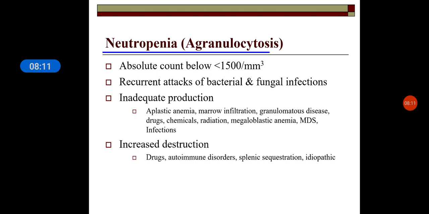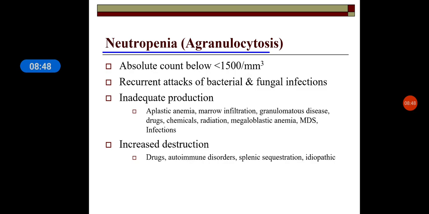Now, what is neutropenia? Neutropenia means a reduction in the neutrophil count. That is, the absolute count for neutrophilia was more than 8,000, right? So here for neutropenia it should be around 1,500, in that range. Okay, in cases of recurrent attacks of bacterial or fungal infection, you will have neutropenia. Recurrency means that recurrently you are getting some form of infection, or it could be inadequate production or increased destruction.